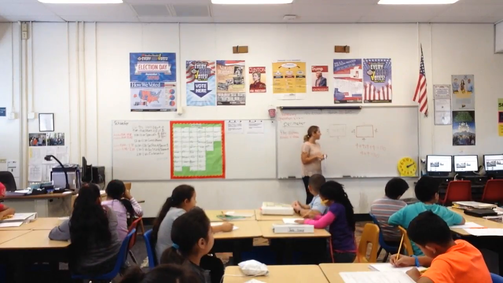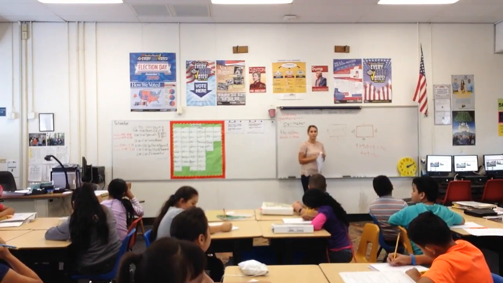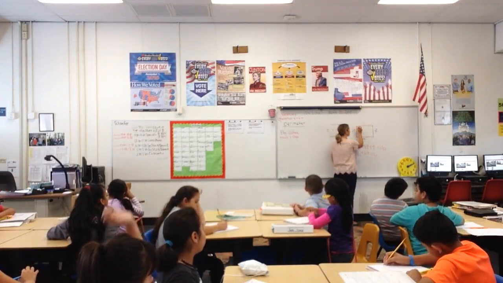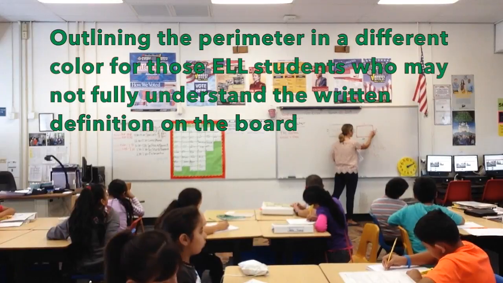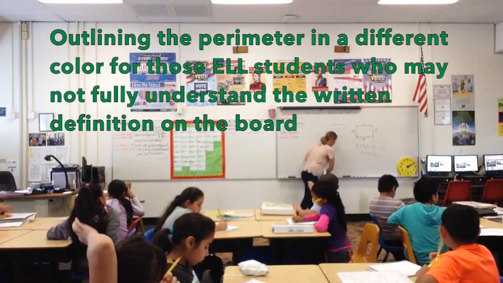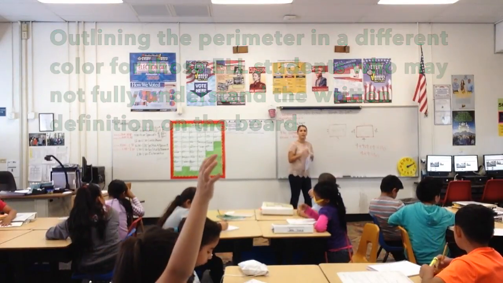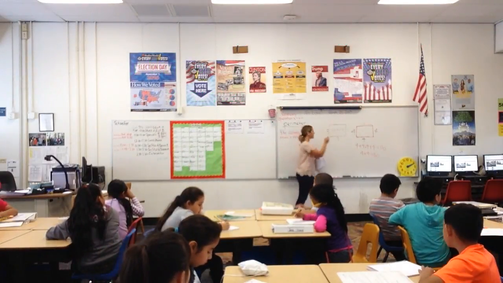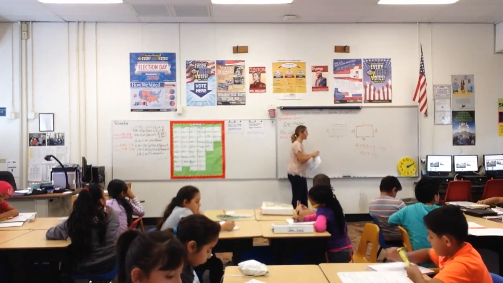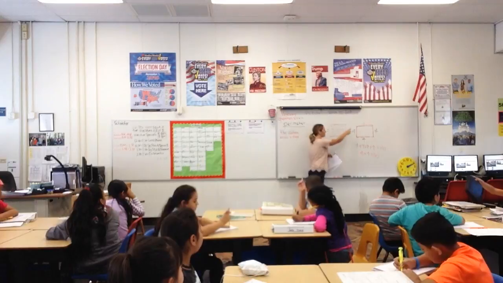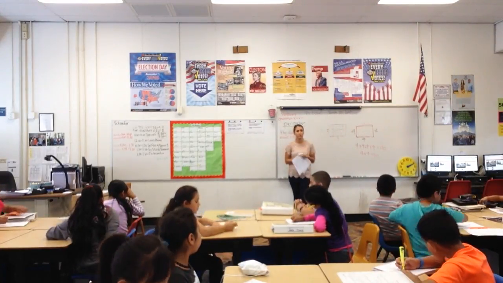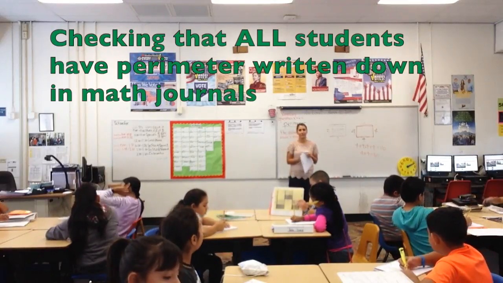Okay, so someone tell me, what is the perimeter? It is the outside, the boundaries, the outside of the shape. And what is the area of the shape? Aileen? It's the inside space. The area is the inside of the space. The area is the inside. The perimeter is the outside. Does everyone have perimeter written down in their math journals? Yes? Okay.